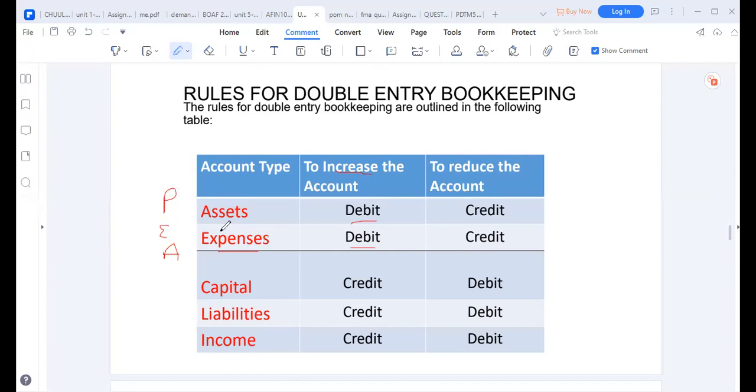But to reduce the assets, we credit them. We don't subtract. That's how the T account works. So the expenses, if we want to reduce them, we credit them. Then we go to capital. To increase capital, we are going to debit it. To increase liabilities, we debit them. The income, to increase it, we debit it.